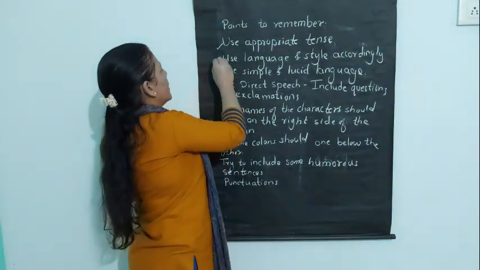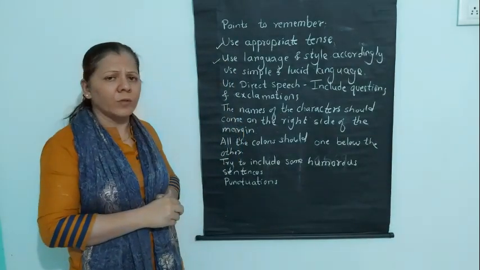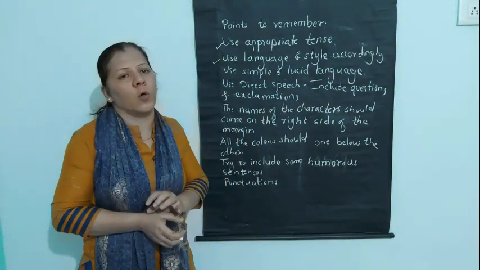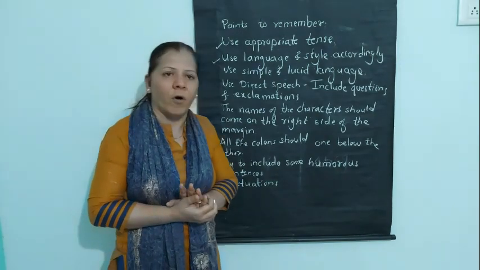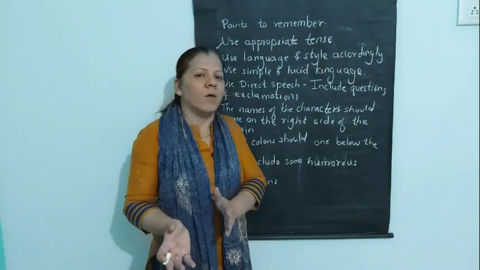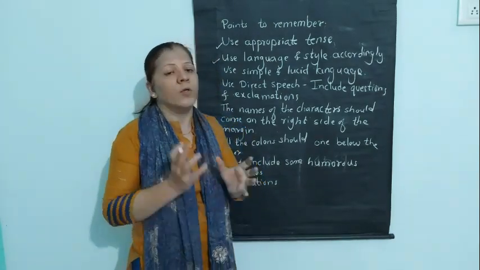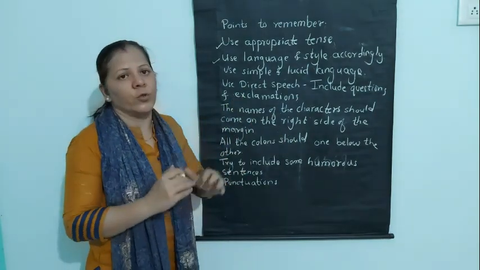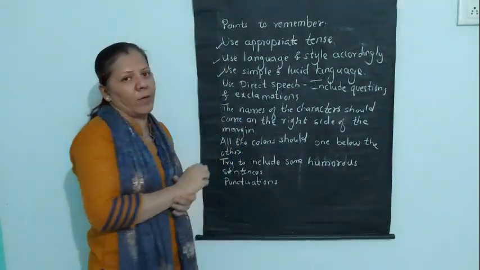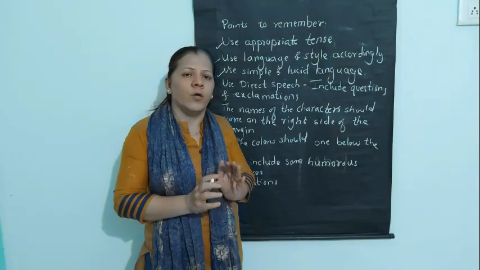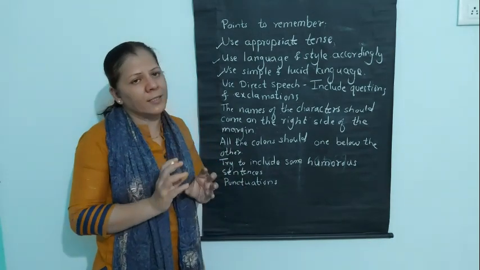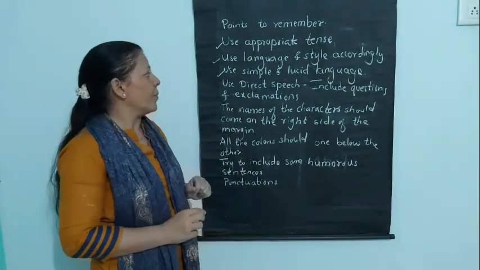Next is use language and style accordingly. You have to use the style and language according to the topic. If you are writing a formal dialogue, your language should be formal. If you are writing informal dialogues, your language should be informal. Use simple and lucid language. When you write a dialogue, you have to use simple and easy language. Don't use difficult words.